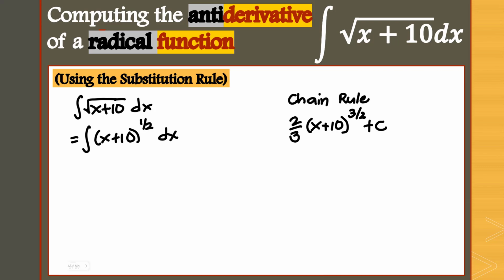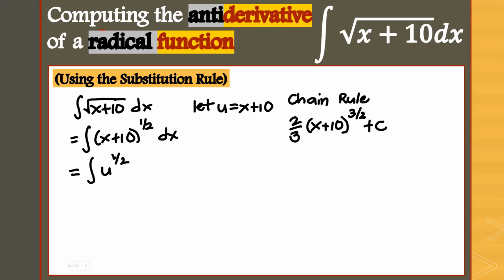In the previous video, we used the chain rule, and we had a lot of process to be included in that solution. But here, we are just going to use the substitution rule by letting this entire form be another variable. Let's say u = x + 10. That would mean this could be written as u to the power of 1/2.